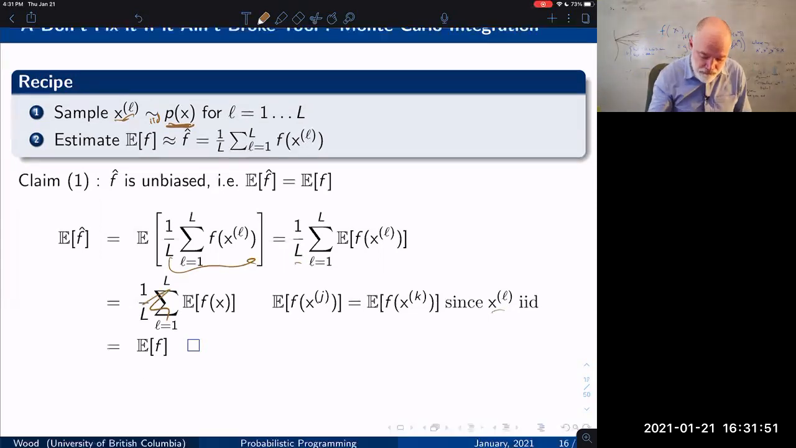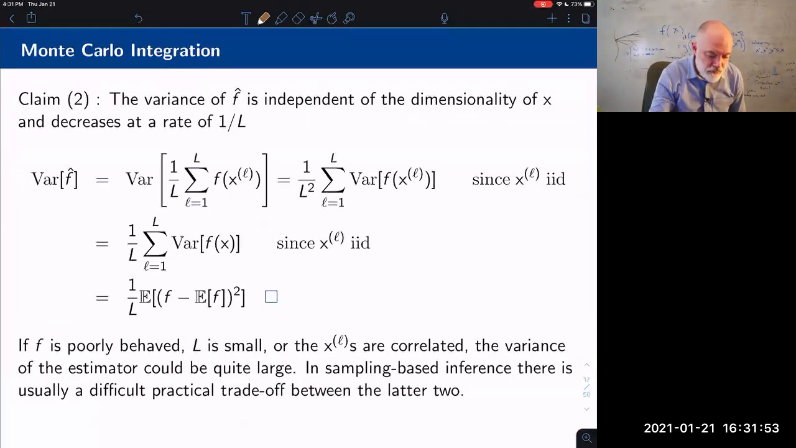Cool, that's cool. The even cooler thing is that the variance of our estimator is independent of the dimensionality of x and decreases at a rate of 1 over L, where L is the number of samples you take. This is going to show up later on when we talk about streaming or anytime inference algorithms, where you have a sampler that continually generates a sequence of samples. So basically, all of the probabilistic programming evaluators that you build will generate sequences of samples so that these expectations converge in this sense.